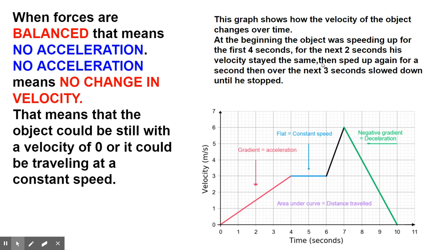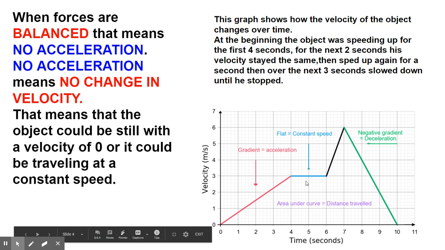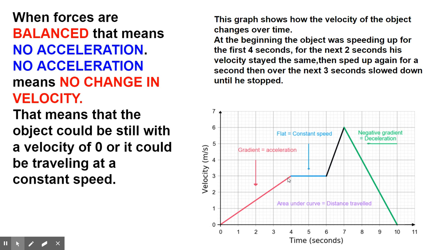When forces are balanced, that means there is no acceleration. One of the things I want to make sure you understand is that no acceleration does not mean that it's stopped. No acceleration means that there's no change in what the vehicle or object is doing. So in a distance time graph, which this is not, a horizontal line here would show no motion. But in a velocity time graph, this shows that the car was moving at a constant velocity of 3 meters per second for 2 seconds here.